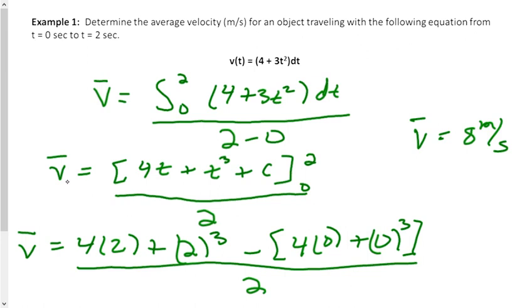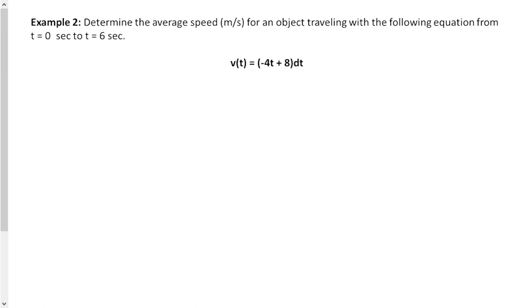So we're going to deal with speed next, for average speed, and apply the same principle, but we have to remember we need the absolute value of it. So let's see. Determine the average speed, in meters per second, for an object traveling with the following equation from t equals 0 to t equals 6 seconds. Because we're dealing with speed this time, we're going to need to know when this function is 0 so that we can know when the function is positive and when the function is negative.